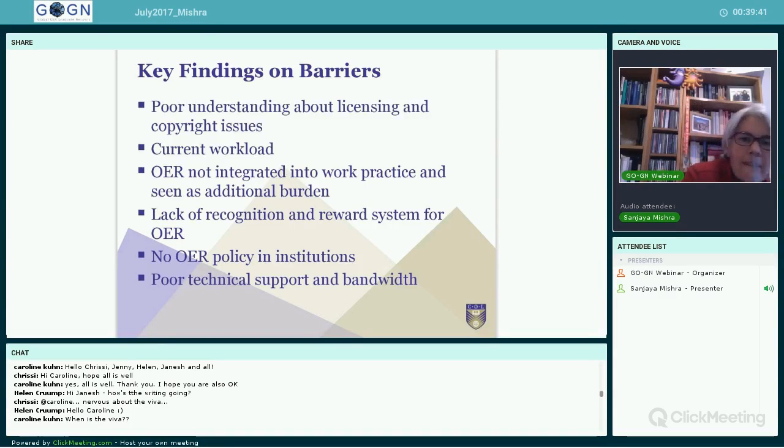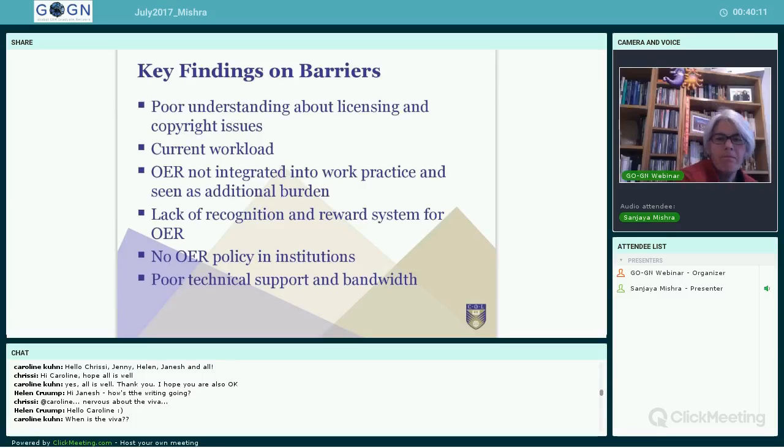from this study, is that there is an extreme poor understanding of licensing and copyright issues. That means we need to have a huge amount of awareness building as well as capacity building of teachers. The current workload is a problem. They think OER is not integrated to their practice and see it as an additional burden. There is no current recognition or reward system for OER work.